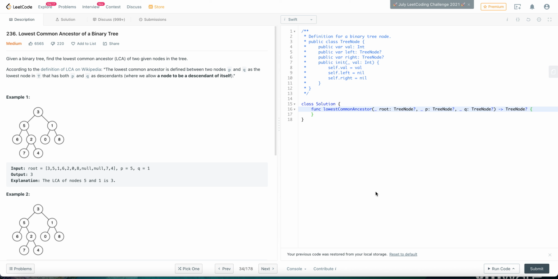Today we'll discuss a problem called lowest common ancestor of a binary tree. That is problem number 236 of LeetCode, and the complexity is medium. So basically, what is the lowest common ancestor?